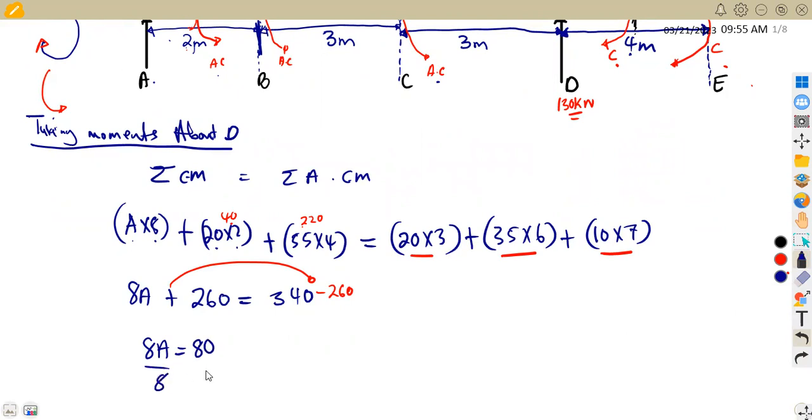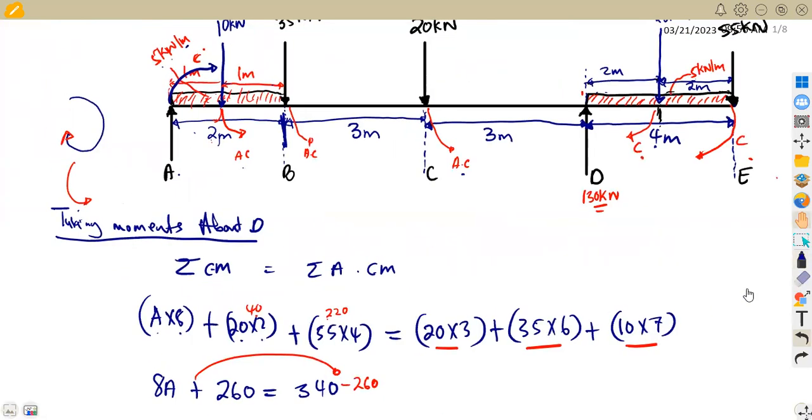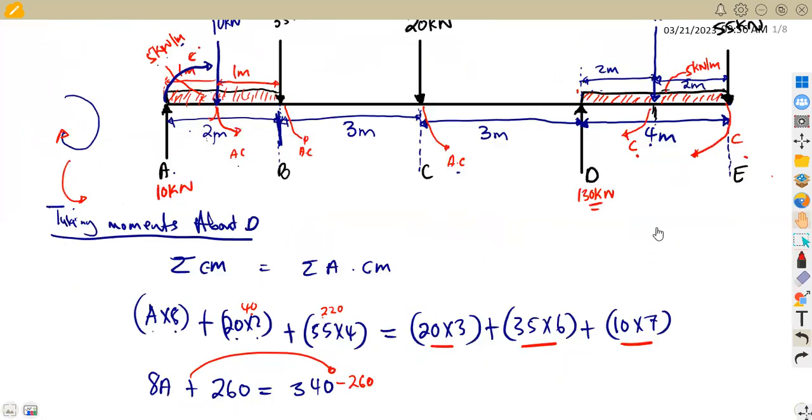So if we divide by 8, our A is going to be equivalent to 10. So that's 10 kilonewton. All right, so we have the value of A in this case, which is 10 kilonewton. So at A here, we are at 10 kilonewton. All right, so that is how we could have calculated.